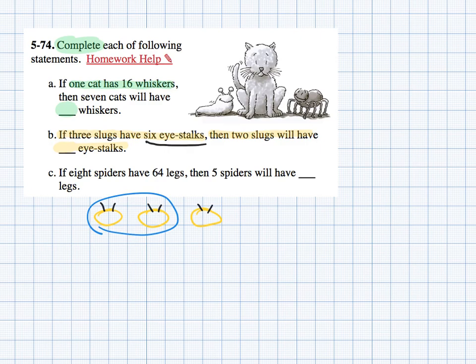So what they're saying is that 8 spiders have 64 legs, so 8 of them. Then 5 spiders will have how many legs? So again, a picture is a good way to start, and then you could go from there.